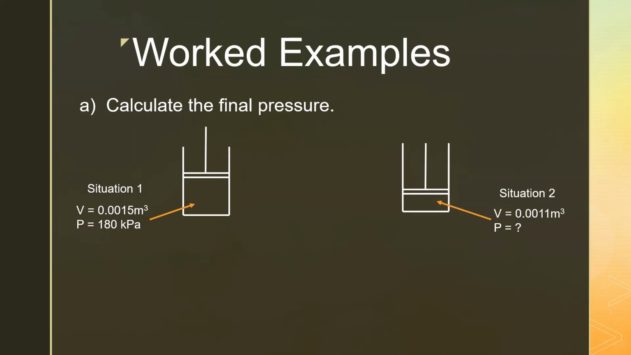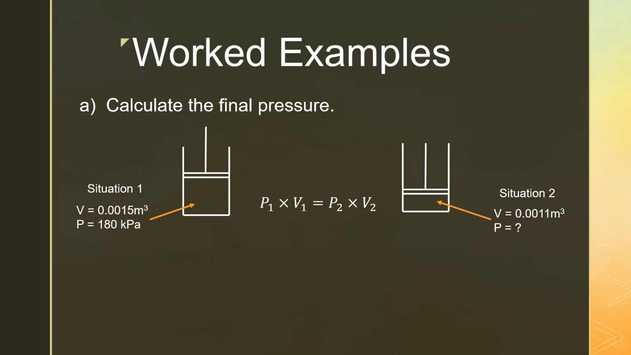Well, we're going to have to use that equation that we saw earlier on. P1V1 is equal to P2V2. And now all I need to do is go ahead and substitute my values in here. Now, something that's worth noting here is the units are irrelevant. It doesn't matter what units we use because we're going to have the same unit on both sides of the equation, so they're just going to cancel out.